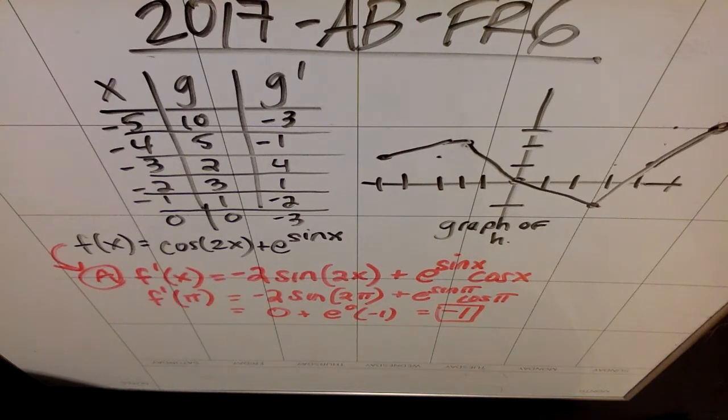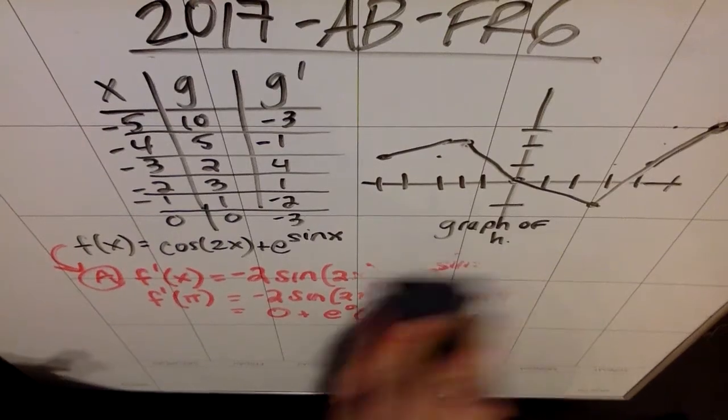Part B, let k be the function, oh my, they gave us another function? So nice of them. Let k be the function defined as h of f of x. Find k prime of pi. Fun! Okay, so this is testing your knowledge of the chain rule.